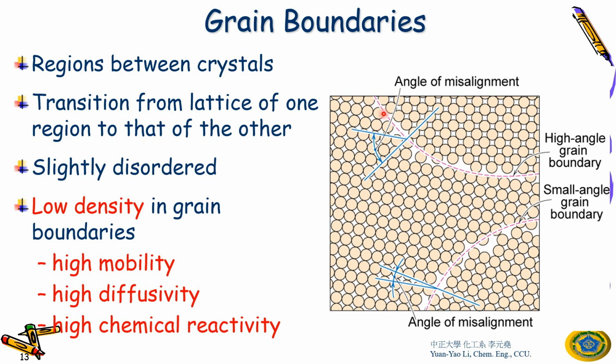And this looks like a channel, so things can go through it more easily. Not only can atoms move, but ions can also move through here. So you have a high mobility and a high diffusivity through this way. There's no way for a large ion or atom to go through this way, but there's some chance for small atoms like hydrogen or carbon. So the low density in the grain boundary means high mobility, high diffusivity, and high chemical reactivity.